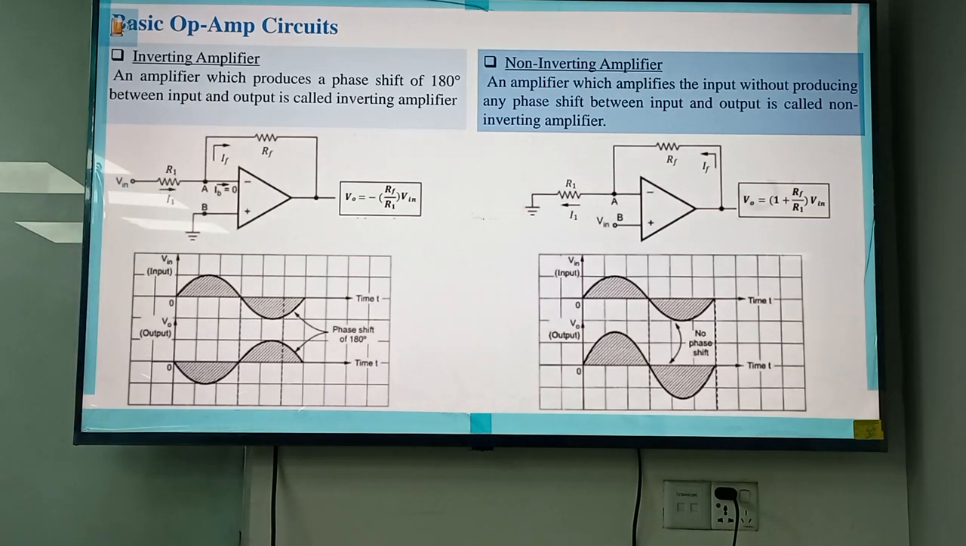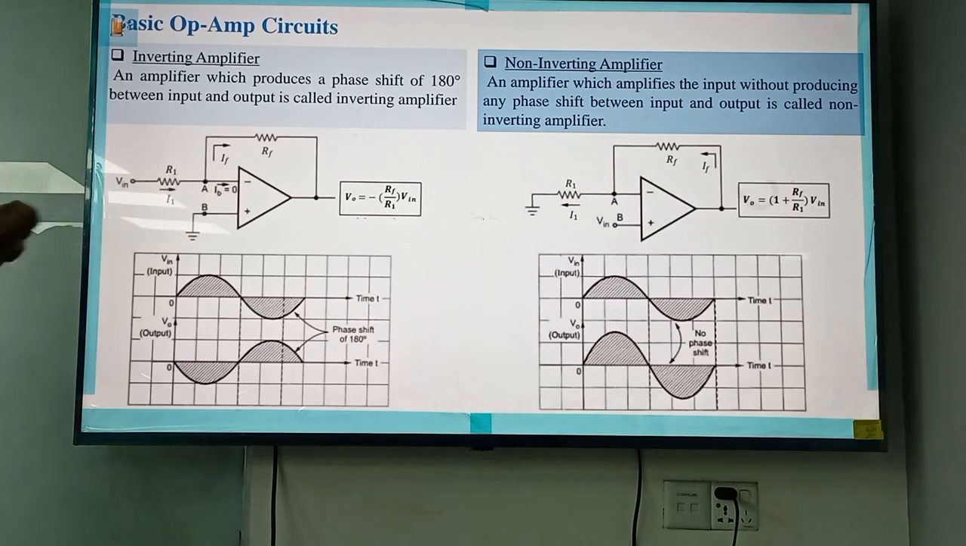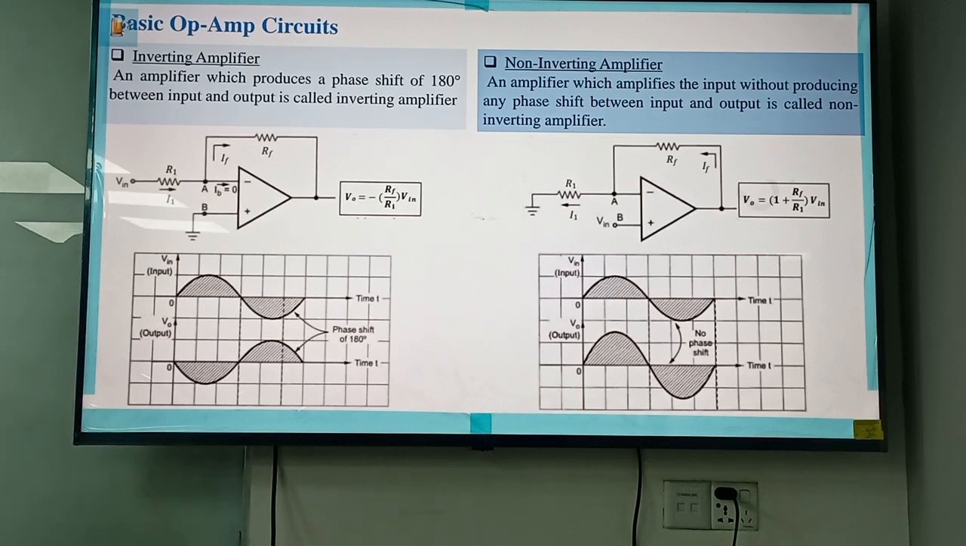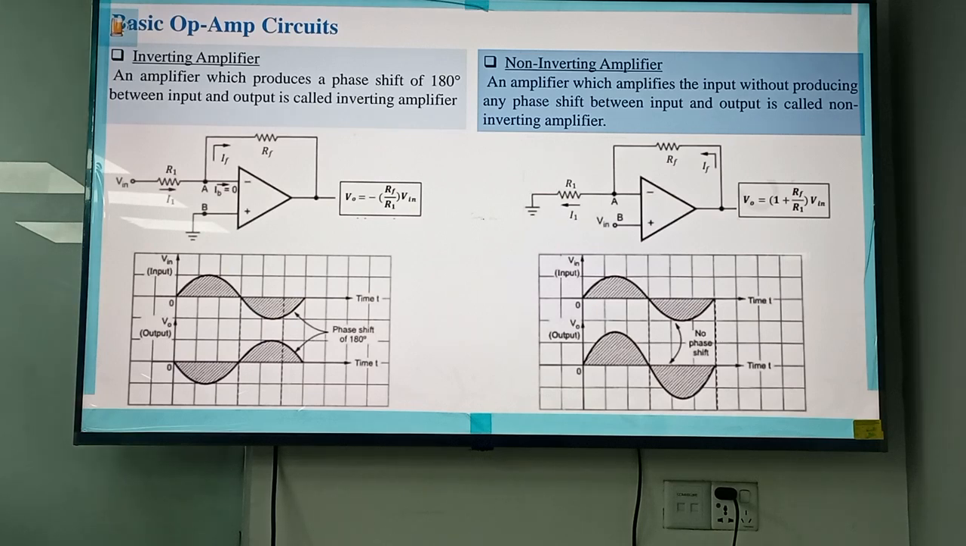This is the inverting amplifier. An amplifier which produces a phase shift of 180 degrees between input and output is called an inverting amplifier. The circuit that I have shown over there, I hope you can draw it because I already showed these things before. The output that you will get is minus Rf over R1 into Vn. Because of that minus, the signal is shifted 180 degrees, and therefore it is called the inverting amplifier.